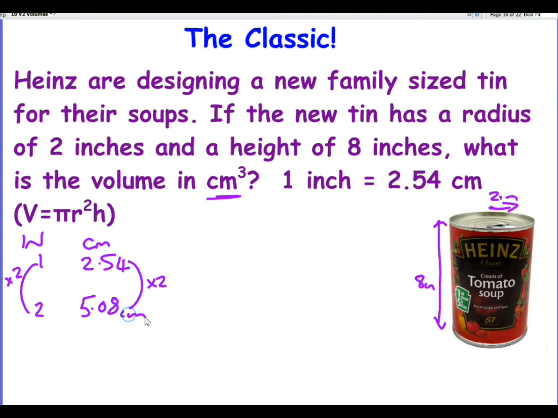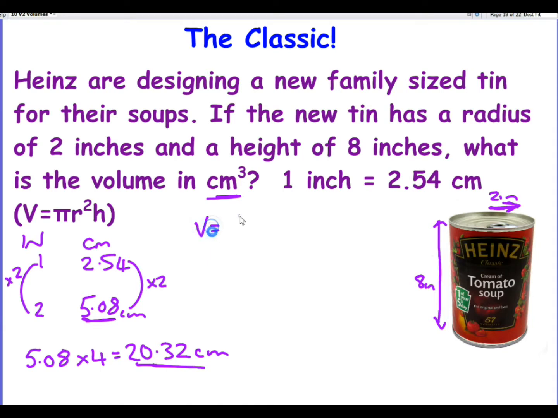5.08 centimeters. Now the 2 inches is multiplied by 4 to give us 8 inches. Therefore, all I need to do is multiply the 5.08 centimeters by 4 and it will tell me what 8 inches is worth, which is 20.32 centimeters. So now I have my dimensions in centimeters. I can put them into the formula for volume.